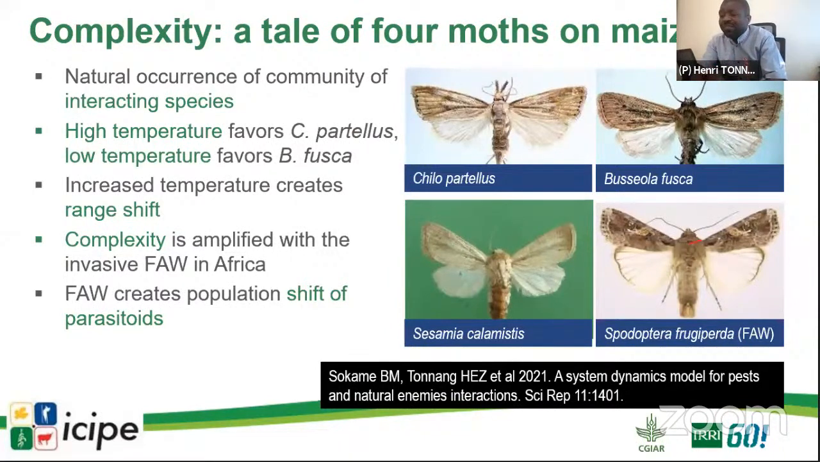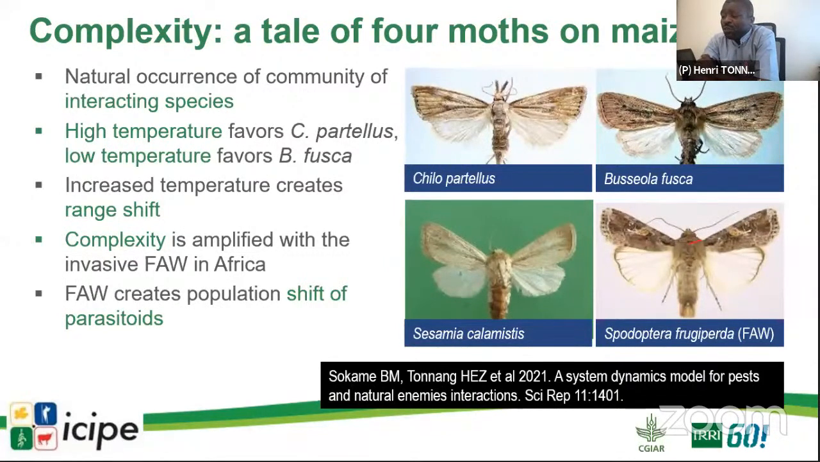It has been observed that high temperature favors Chilo partellus, whereas lower temperature favors Busseola fusca and Sesamia calamistis. As such, the temperature increase caused by climate change confers an advantage to Chilo over the other moths. As a result, we almost literally see Chilo moving gradually to higher temperatures, attacking maize at high altitude. This was not observed before, and it can be an effect of climate change.